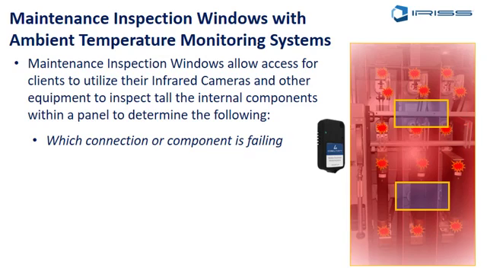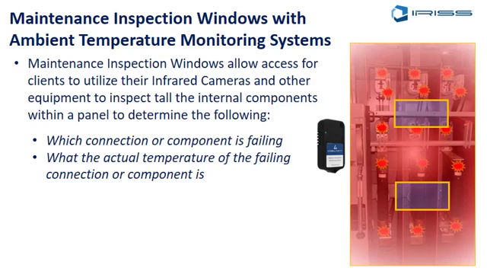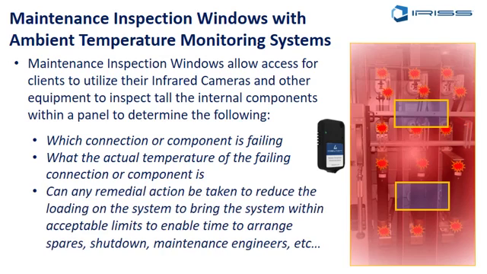This really enables me to do a number of things. By looking through the maintenance inspection windows, I can determine which connection or component is failing, what the actual temperature of the failing connection or component is, and if I need to take remedial action, I can maybe reduce the load to bring the temperatures back into line and try to stretch it out to the next maintenance shutdown. Whatever the case, I've got a set of eyes and an engineer looking at exactly what's there.